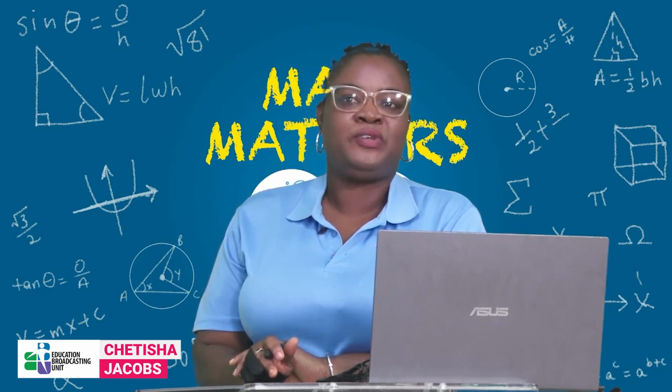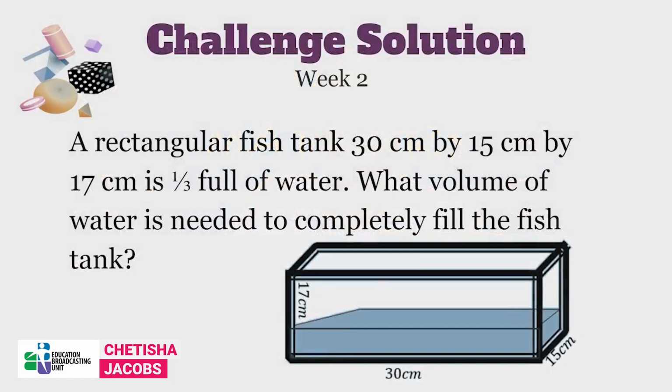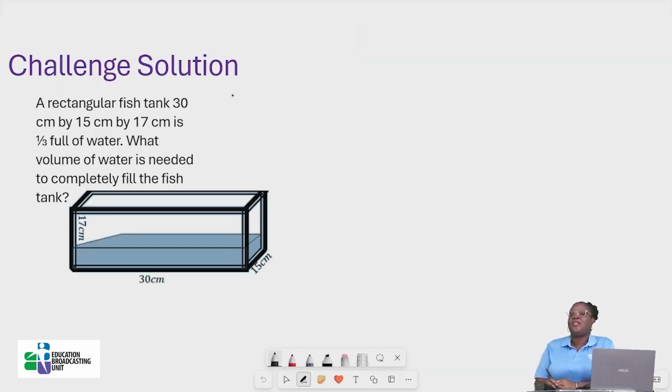The challenge solution for a rectangular fish tank, 30 centimeters by 15 centimeters by 17 centimeters, is 1/3 full of water. What volume of water is needed to completely fill the fish tank? Let us do some calculations. Let us recap. The dimensions for the fish tank are 30 centimeters by 15 centimeters by 17 centimeters.